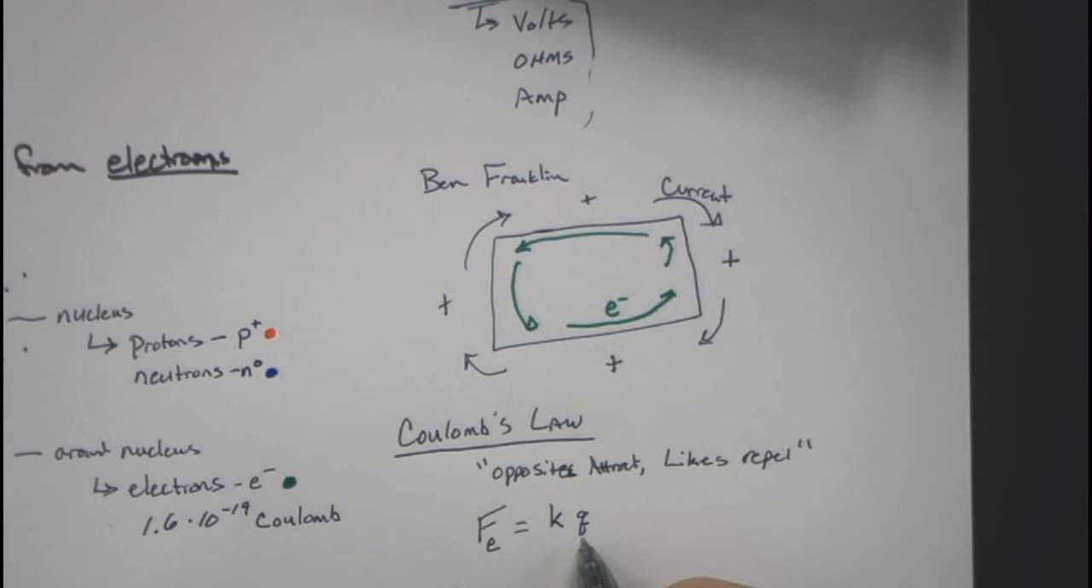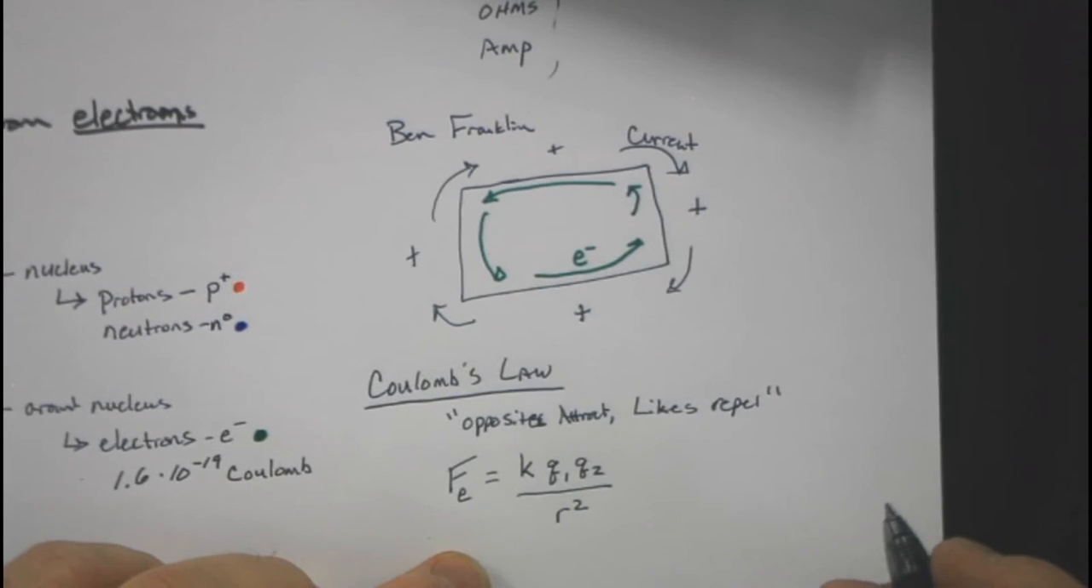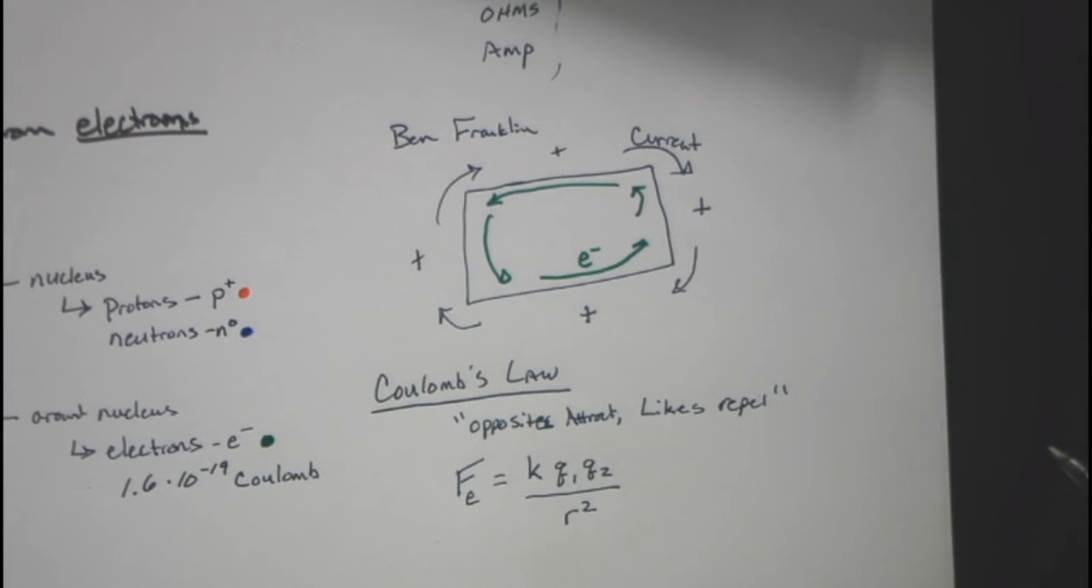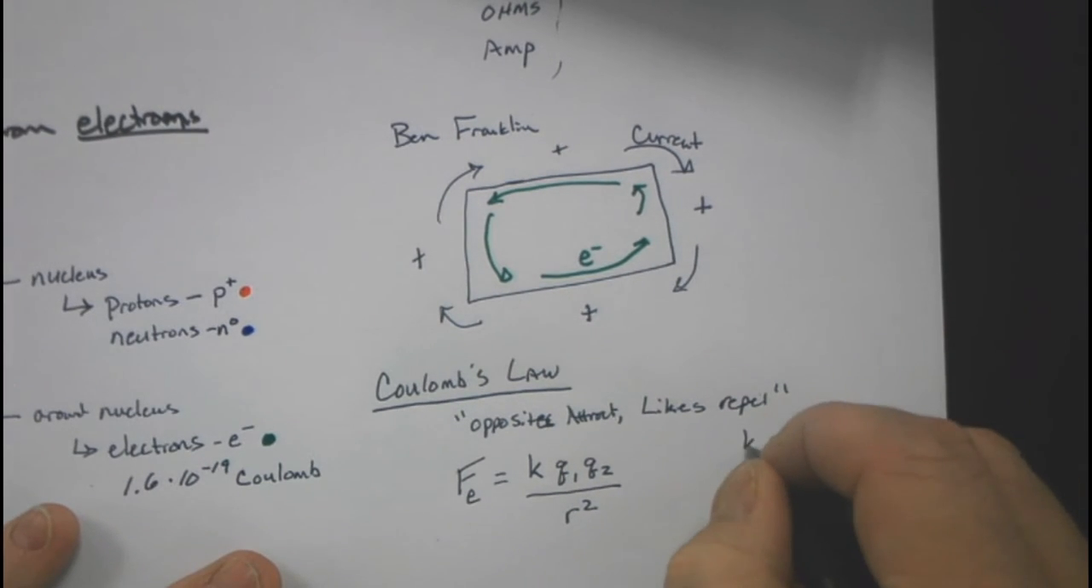times the charge of the first one. And the way we write our variable for charge is Q. So we have the charge on one object times the charge on a second object divided by the distance between them squared. You might have seen this before. Does this look familiar? Yeah, Q is charge.